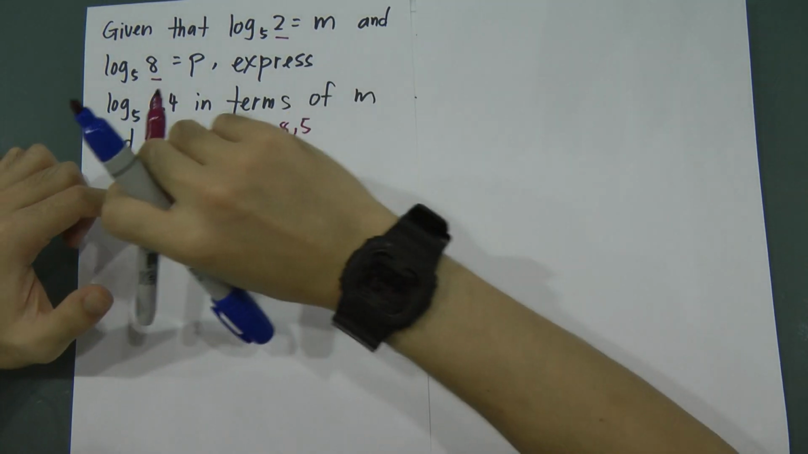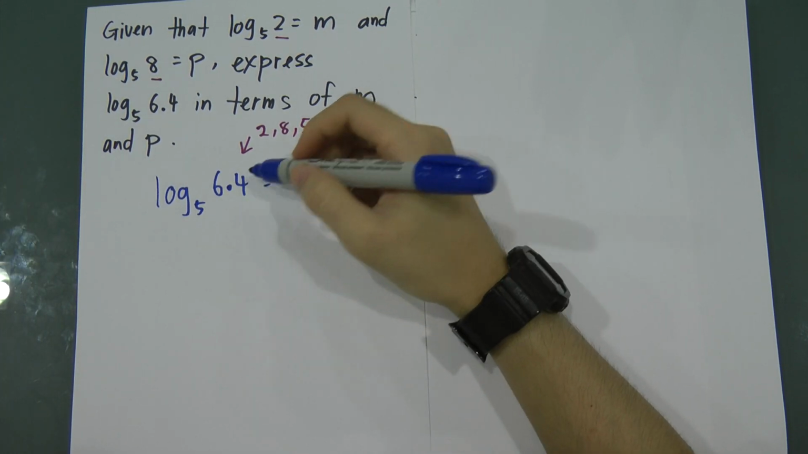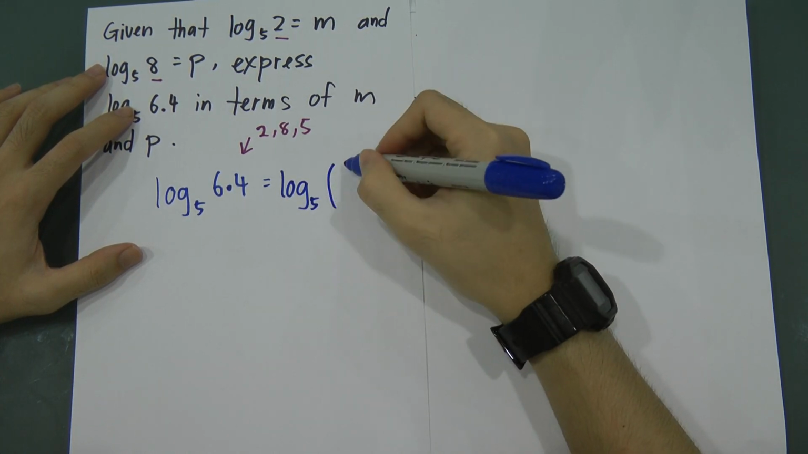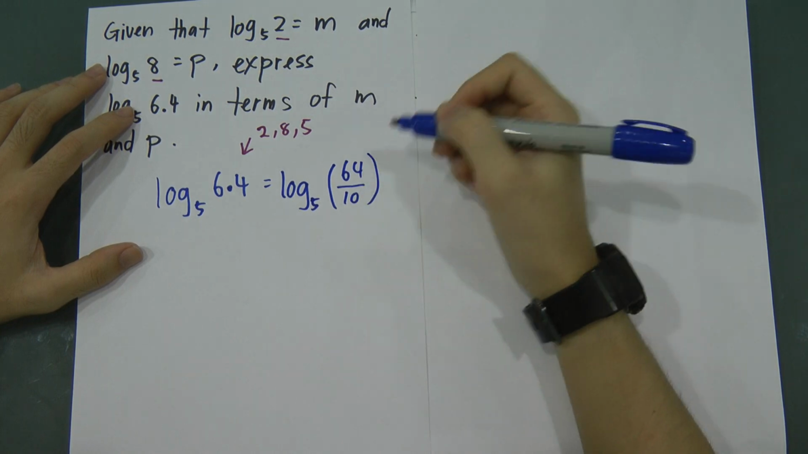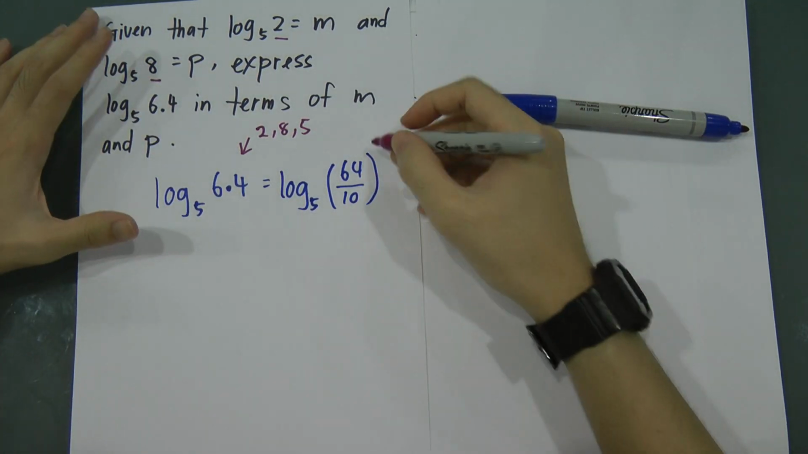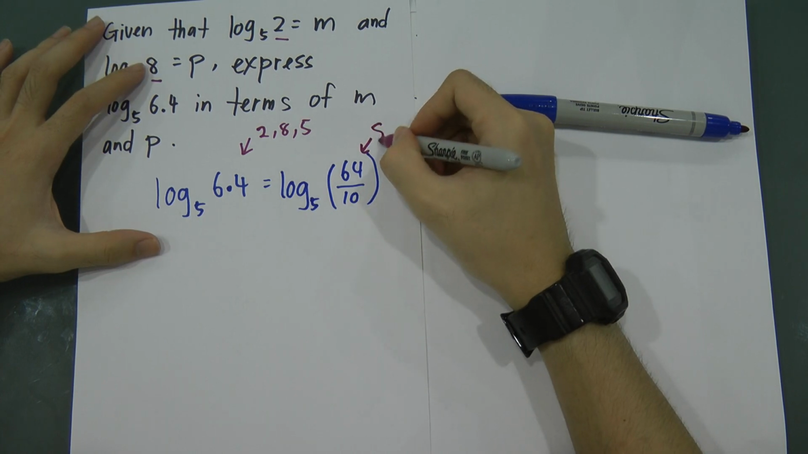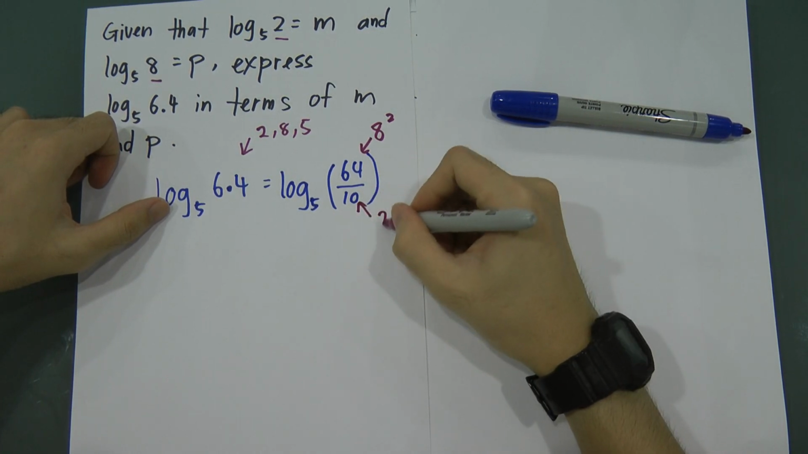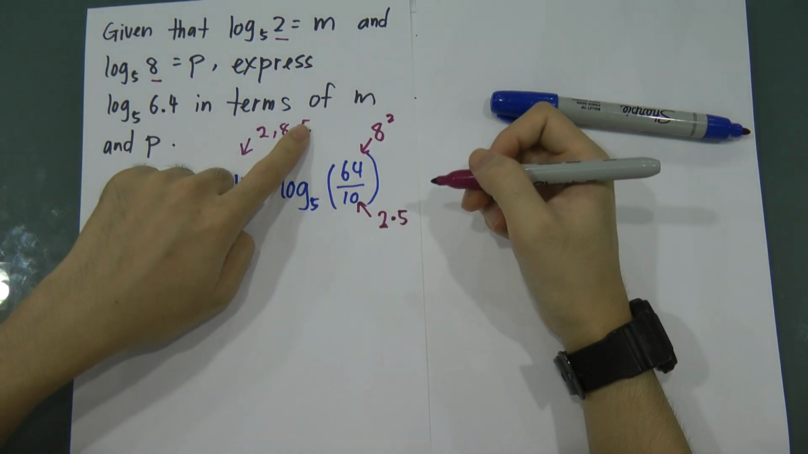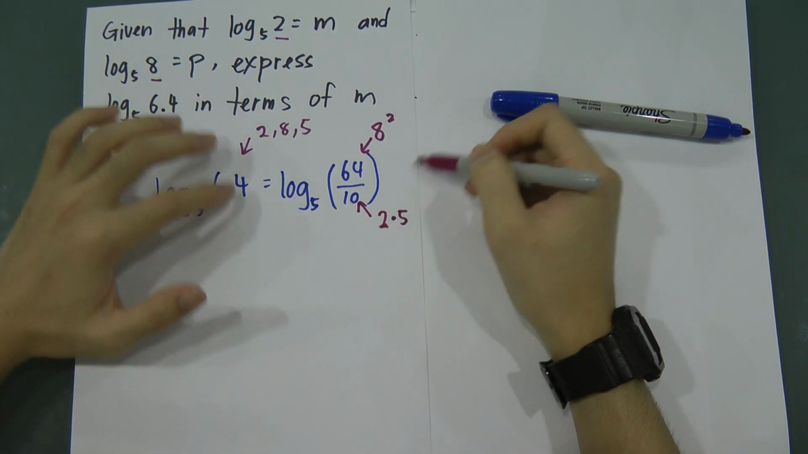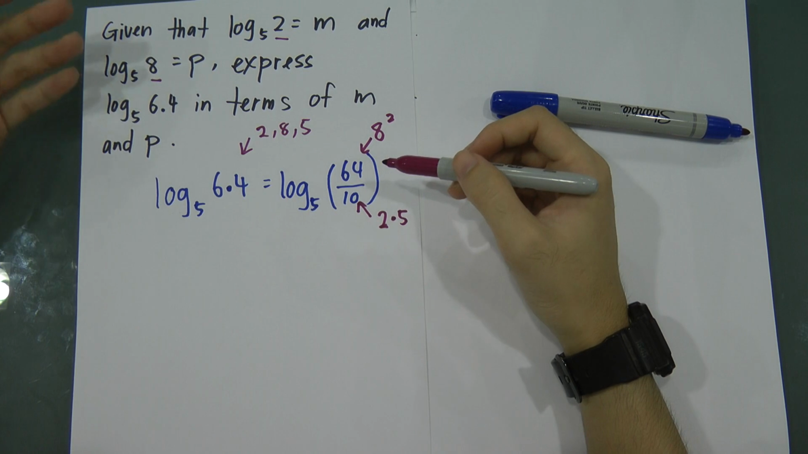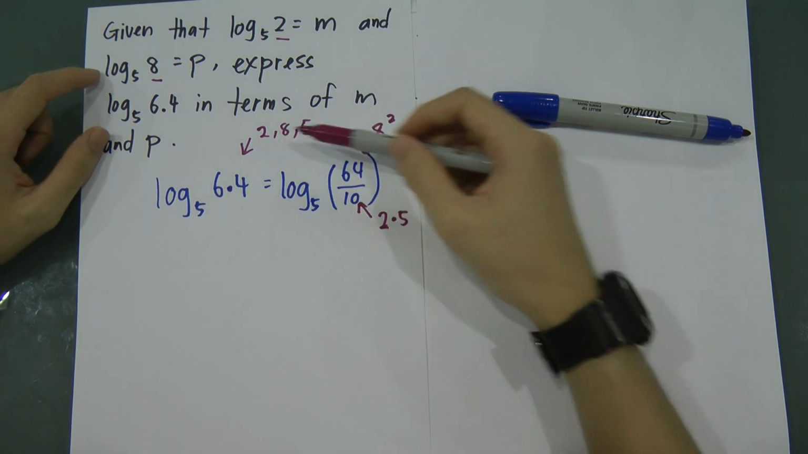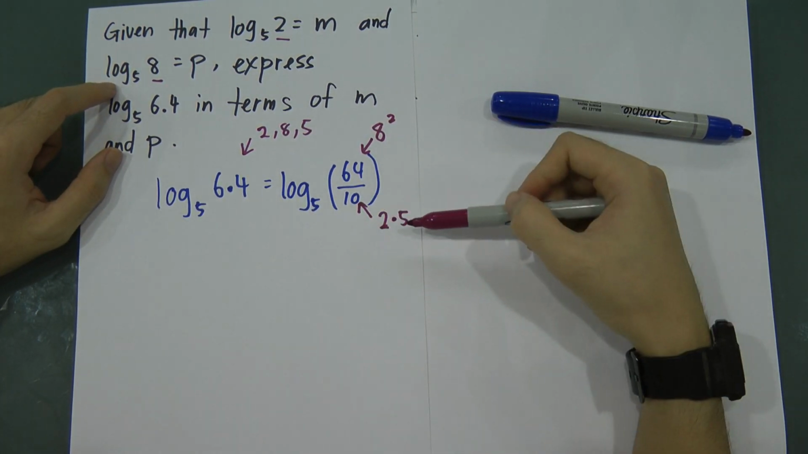So the first step is, when I get a decimal, I always change it to a fraction. 6.4 actually means 64 over 10. Then we start to analyze. 64, yes, 64 is 8 squared. Then you see, I relate to the 8 already. 10 is what? 2 multiply 5. You see, 2 and 5. I can only have these numbers. If I have 7 or 6, I can never solve it, because log base 5 of 7 or log base 5 of 6 is not given in this question. So I can only change this into 2, 5 and 8.